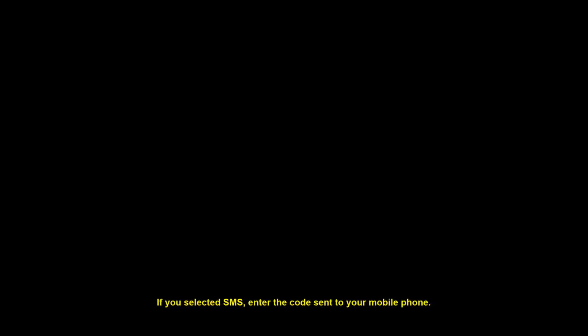If you selected SMS, enter the code sent to your mobile phone. If you're using an authentication app, open the app and retrieve the 6-digit code. Type the 6-digit code into the provided field on Coinbase. Press the Verify button to proceed.